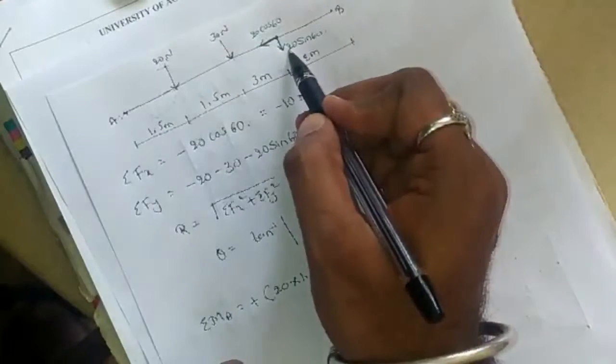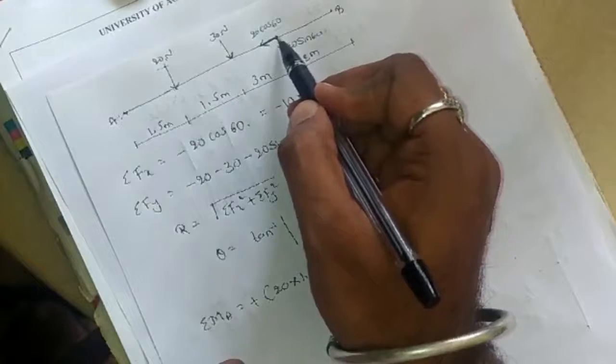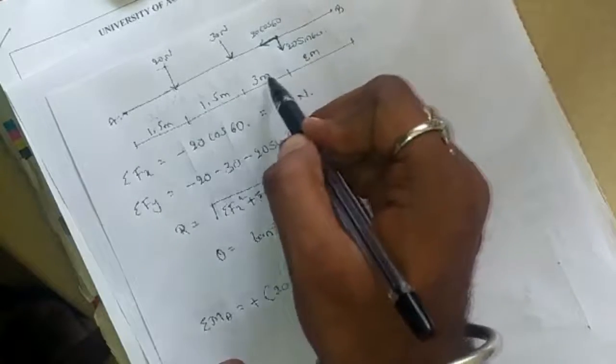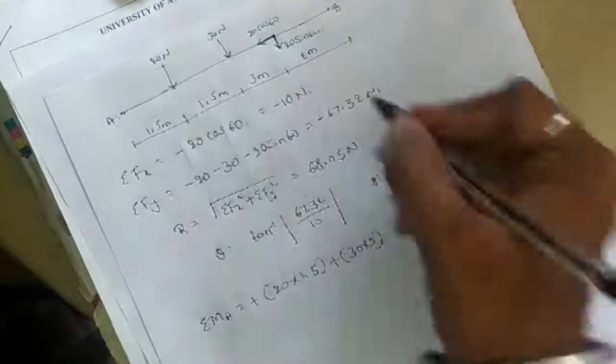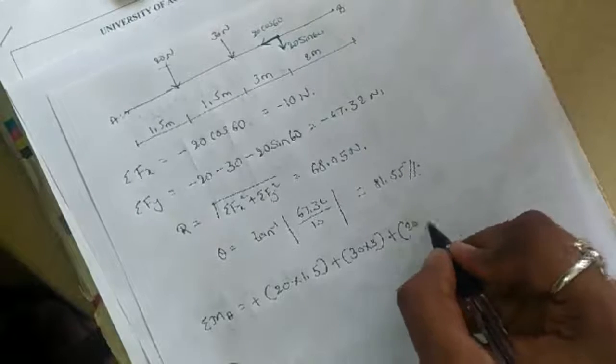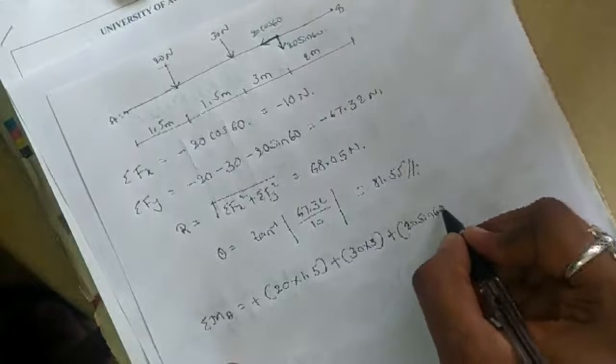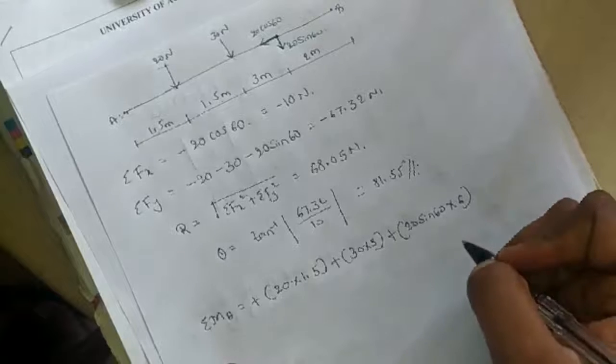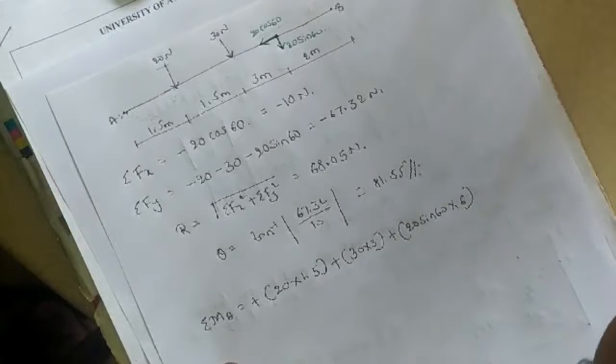Then we'll consider the 20 sin 60 force. Again force into perpendicular distance, 20 sin 60 into 3 plus 3, which is 6. Again it is clockwise. So plus 20 sin 60 into 6. Okay, 20 sin 60 into 6 completes it.